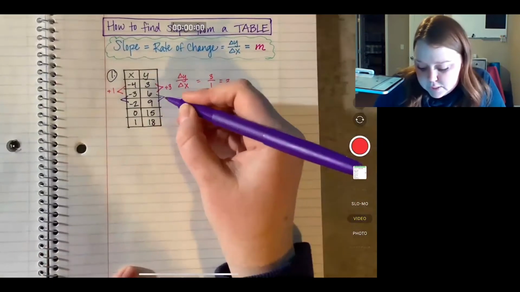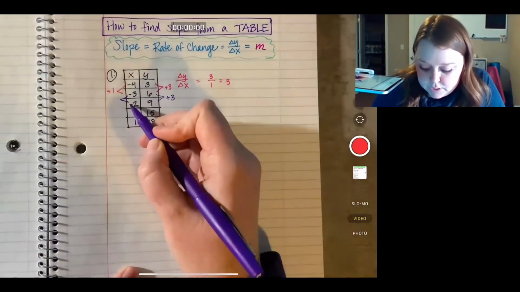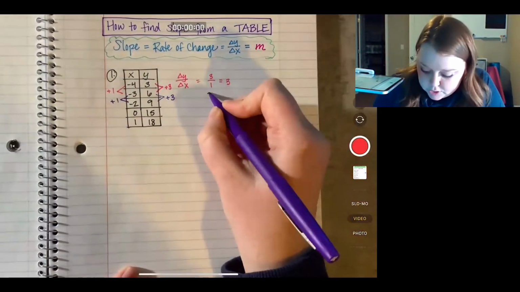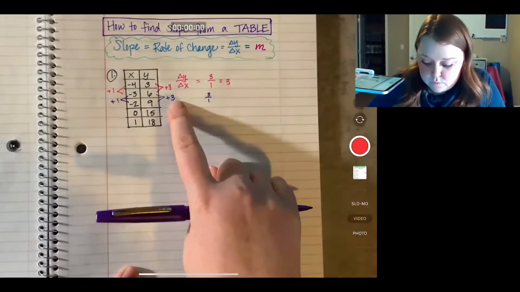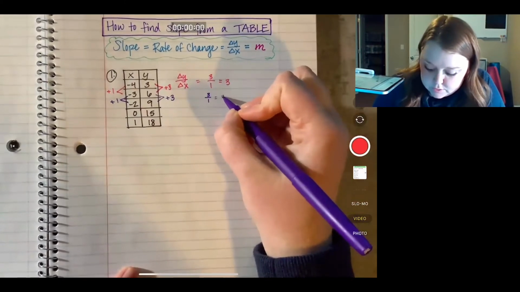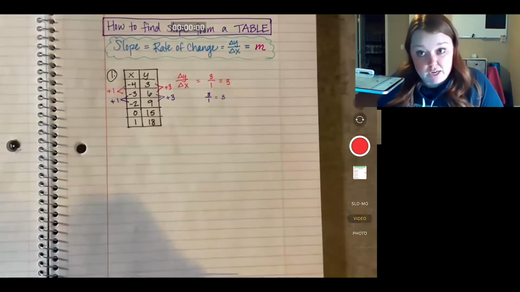Change in y from 6 to 9, that's increasing by 3. From -3 to -2, that's increasing by 1. I take my change in y, divide it by my change in x. So change in y divided by change in x, 3 divided by 1 is 3. It's looking good so far, right? Still got to keep checking it though.